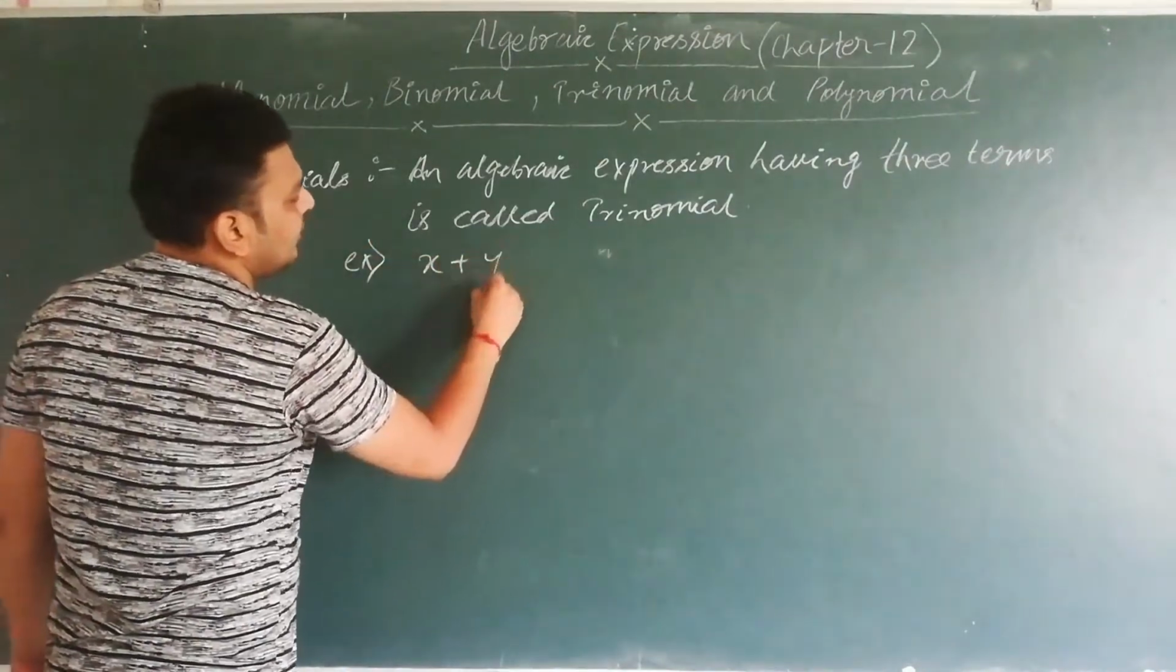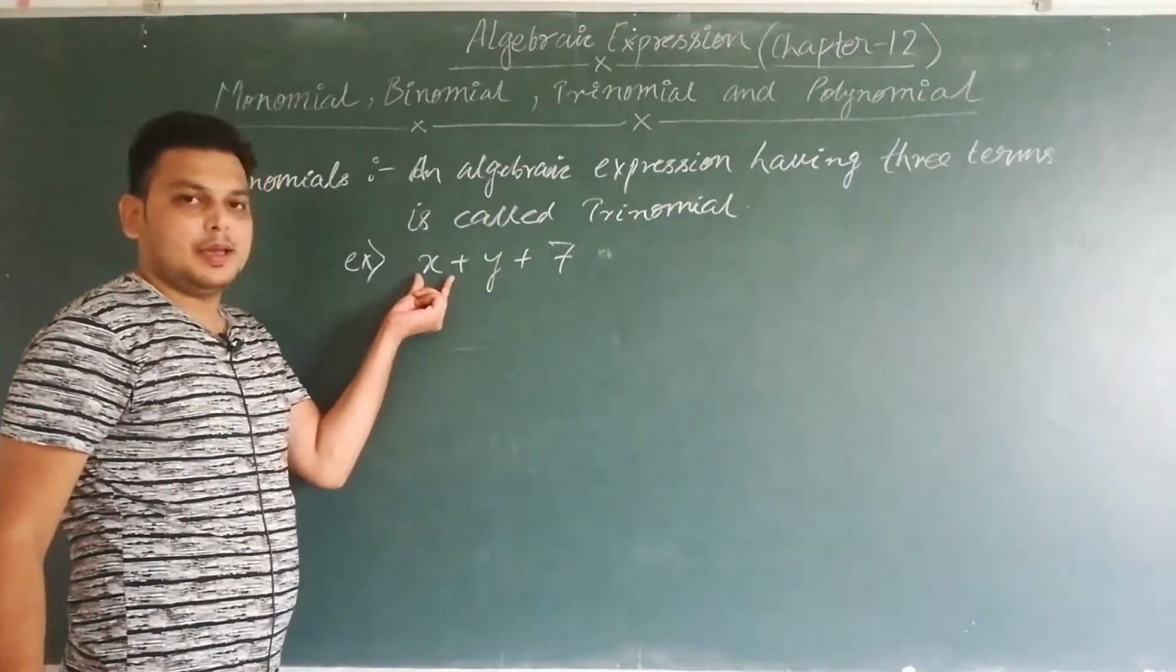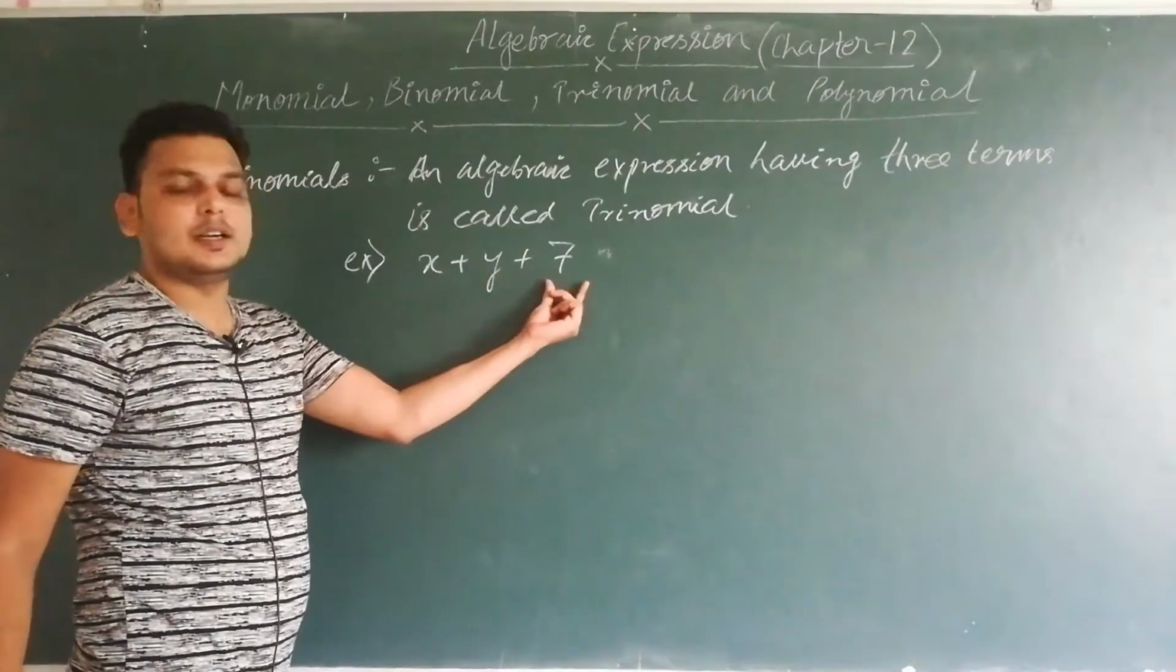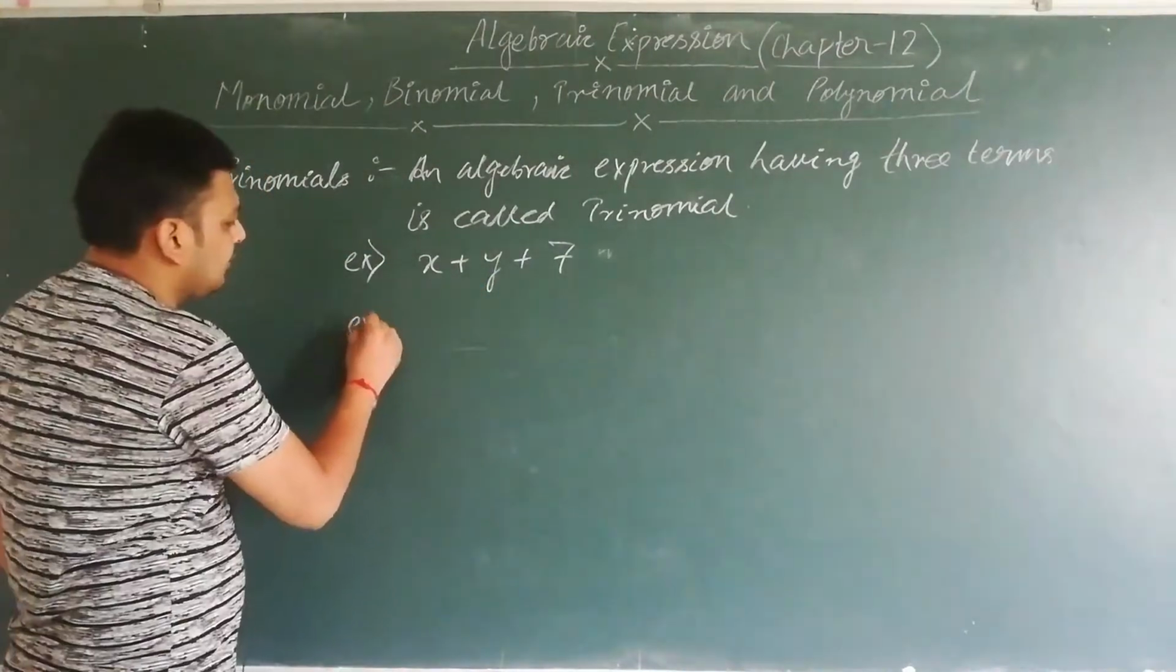x plus y plus 7. How many terms is it having? First term x, second term y and third term 7. So this is a trinomial.